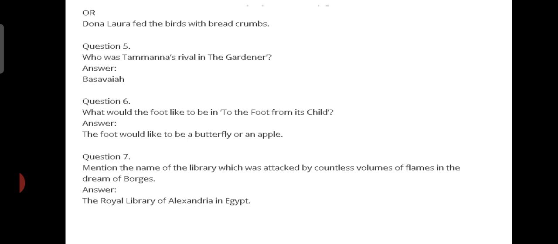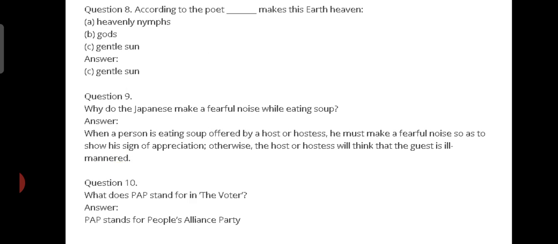What would the foot like to be? That portion is not there for you. That lesson is not there this time. Next question. Mention the name of the library which was attacked by. That also is not there. Next. According to the poet, dash makes this earth a heaven. So they have given you three options.